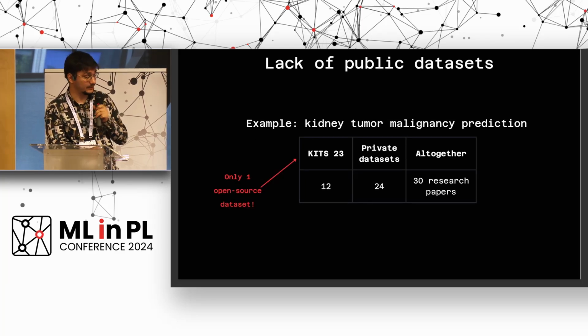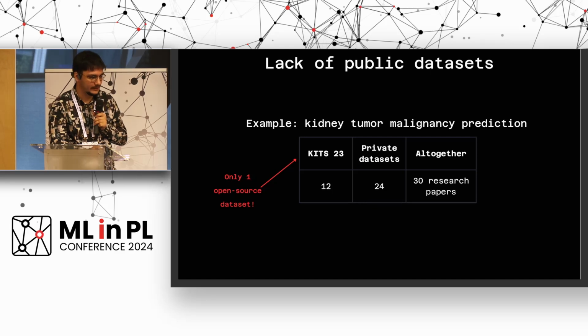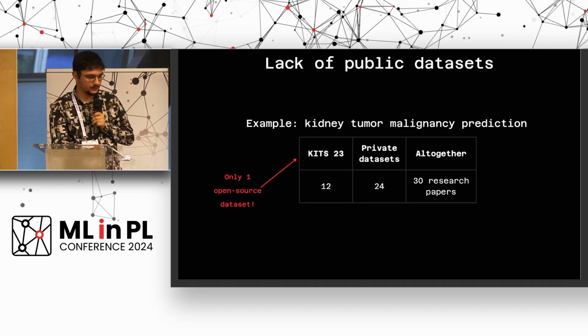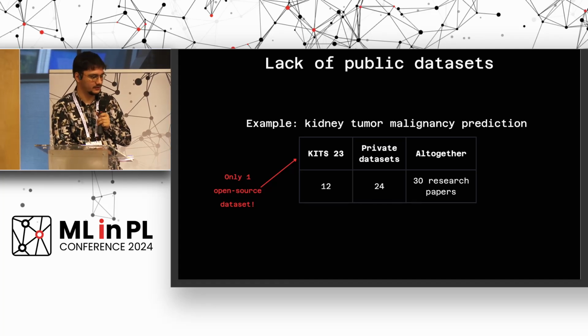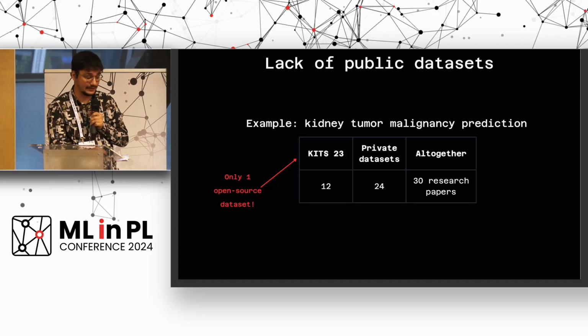Here's an example from 2019, where Barbara and her team trained a model for kidney tumor malignancy prediction. That means whether a tumor is cancerous or not. While they were doing it on the open source dataset Kits23, they did a quick literature search, and as you can see, 30 research papers did kind of the same thing. Of those 30, only 20 relied on the Kits23 dataset, which is the only open source dataset for this type of disease to date. And 24 of them relied on private datasets.